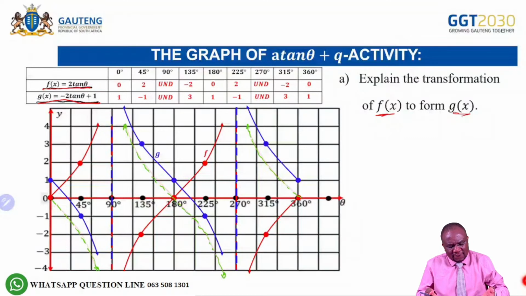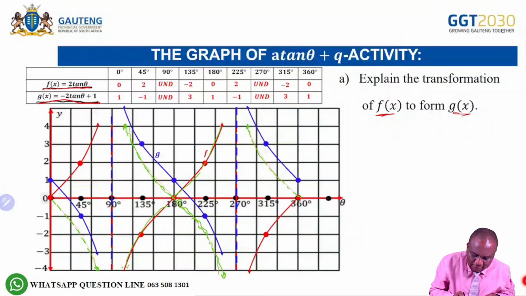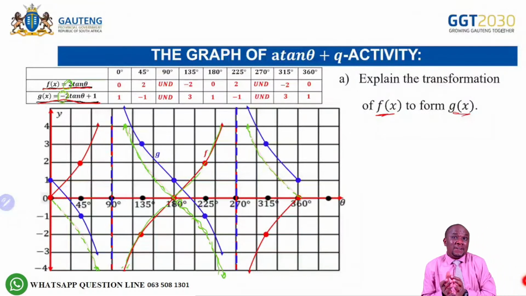Do you see that the red graph is reflected about the x-axis? It's a reflection. This part goes above and becomes this part, and then this part goes down and becomes this part here. This is a reflection about the x-axis, which is the effect of the change in the value of a from positive 2 to negative 2. So when the a value changes sign, it means reflection about the x-axis.